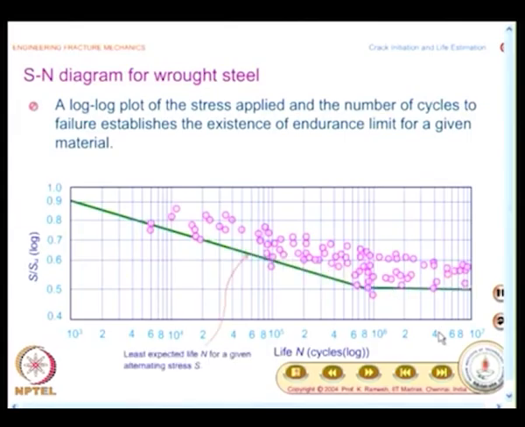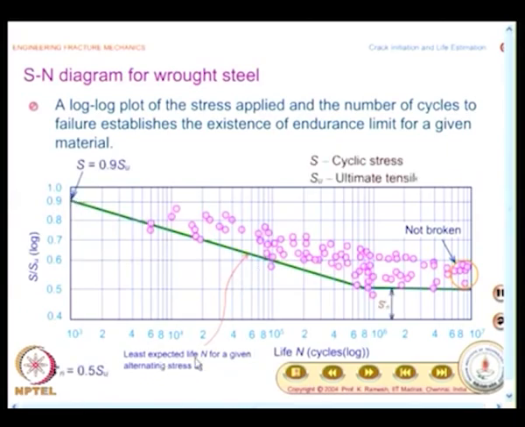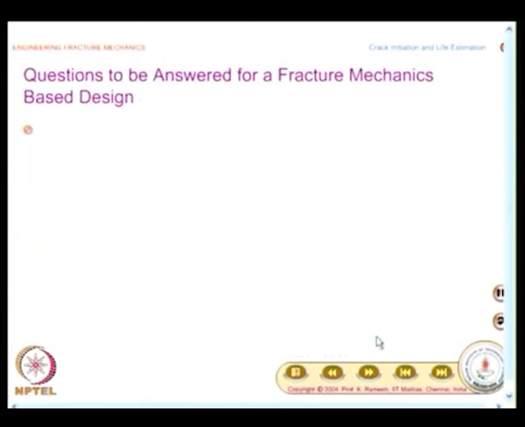It is a log-log plot that is given, and you will have a scatter. Any properly conducted test would have scatter, and you draw a line which is the least expected life N for a given alternating stress S, and you find out what is the endurance limit, and this is how you have proceeded in a conventional fatigue test approach.